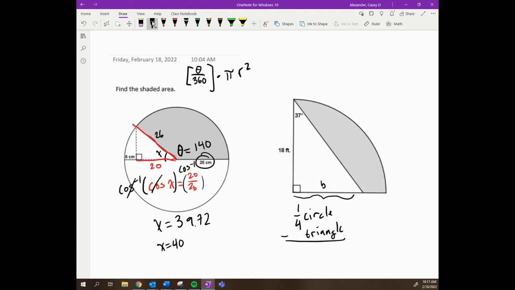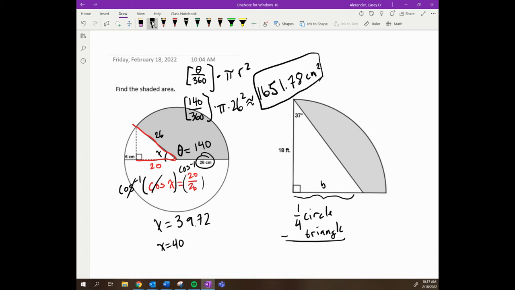So then we go to actually find the shaded area, and you would have used 140 over 360 times pi times 26 squared, and you get approximately 1,651.78 square centimeters. Did you get that? Because that's what I got. I think I got it right. I hope I got it right. Let's look at the second one.